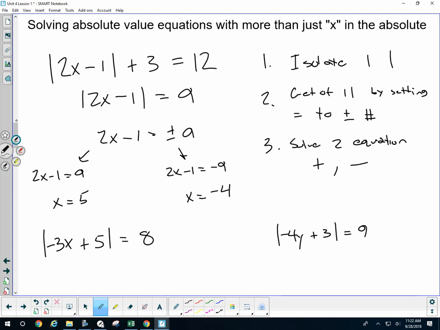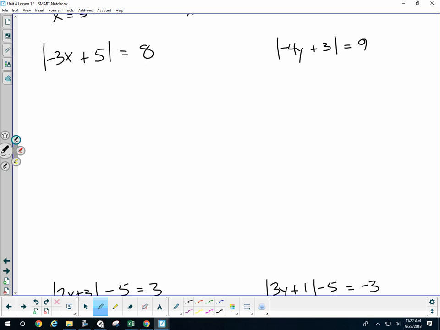Please do z next 2. We should be getting 2 solutions for all of these because I could have positive 8 or negative 8 inside the absolute value, and I'd get that the absolute value of that is 8. Go.